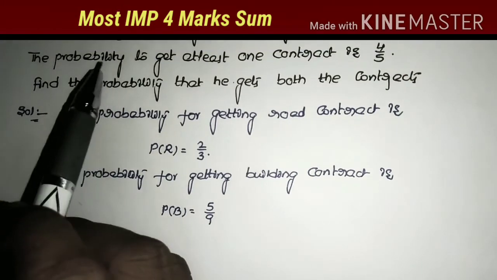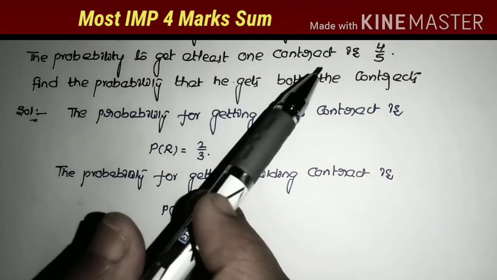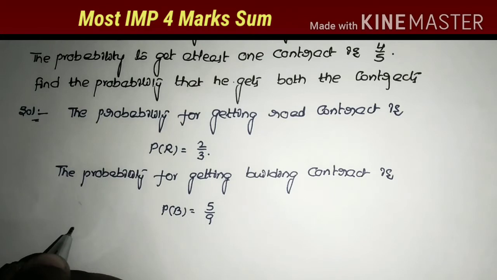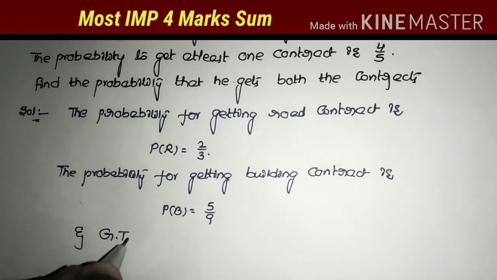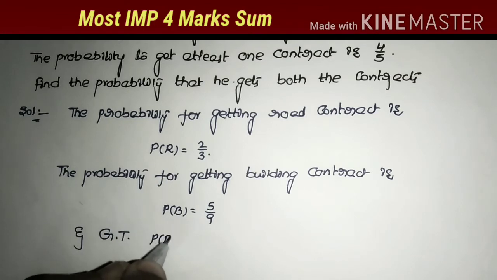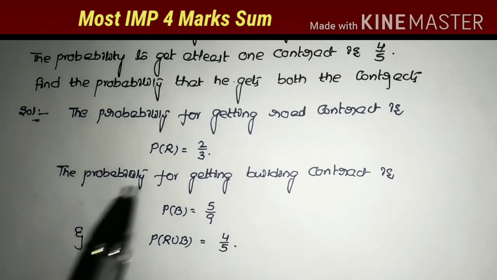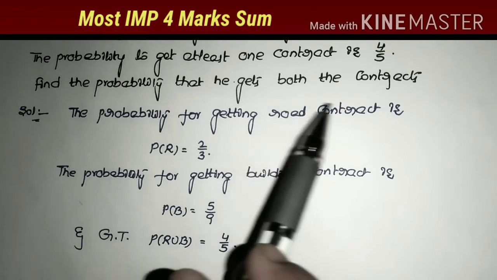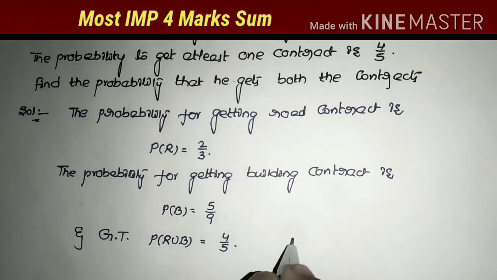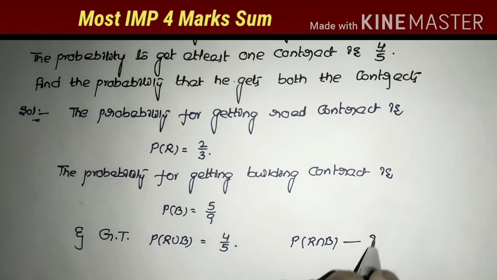Now, also given that the probability to get at least one contract means P of R union B. The probability for getting at least one contract, that is P of R union B, is equal to 4 by 5. And what is the given question? Find the probability that he gets both the contracts, means we want the value of P of R intersection B. So both the contracts means we have to find this value.